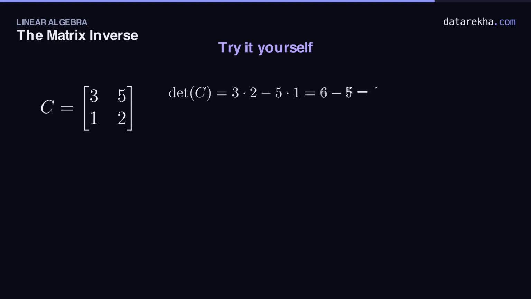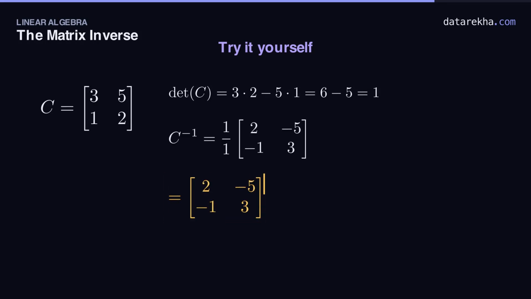The determinant is 3 times 2 minus 5 times 1, 6 minus 5, which is 1. A determinant of 1 is a gift. The division does nothing. Now the recipe. Swap the 3 and the 2, negate the 5 and the 1, and divide by 1. The inverse is 2, -5, -1, 3. If you landed there, you've genuinely got this.